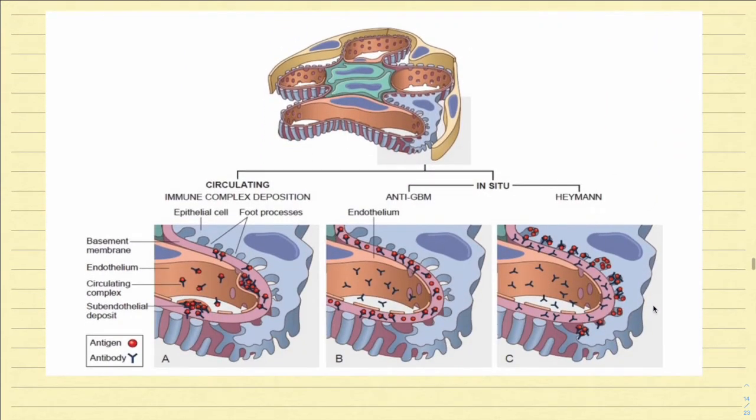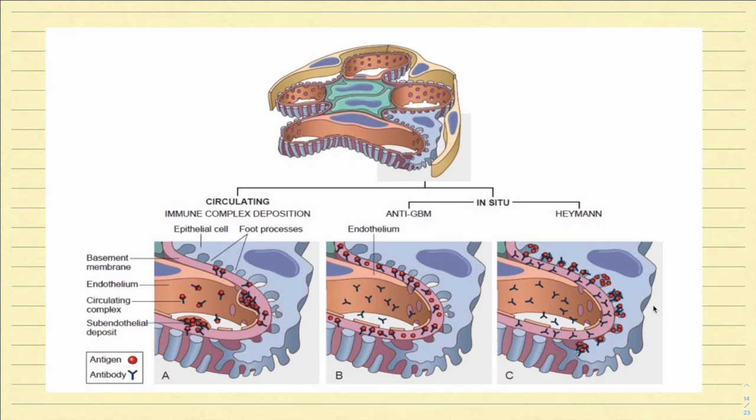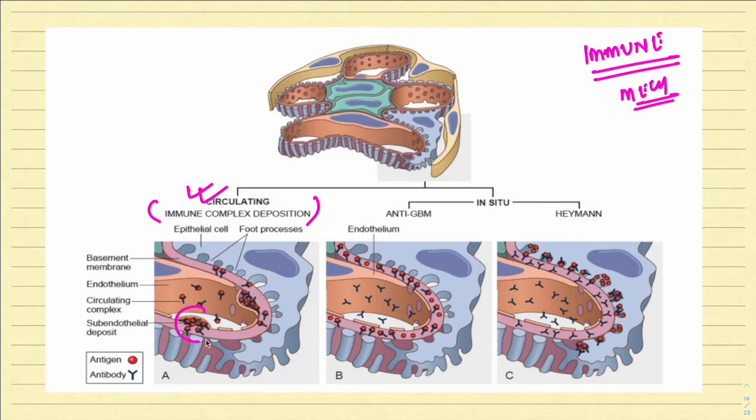So just to summarize this pathological mechanism, we are talking about the immune mechanisms in detail. In case of the immune mechanisms, there are three things. Very importantly, there can be a circulating immune complex deposition. You can see characteristically a deposition of the immune complex, and we can see the subendothelial deposition in this case.